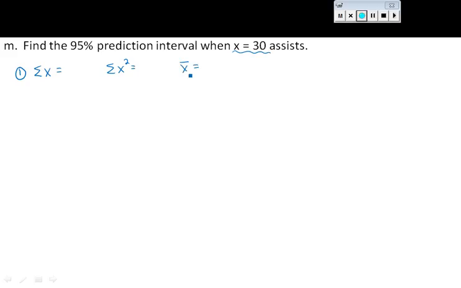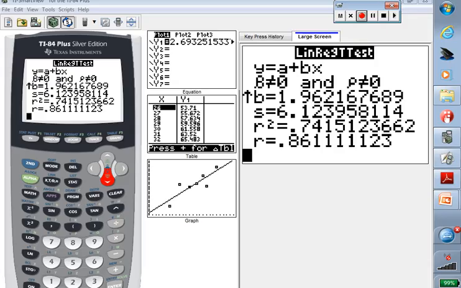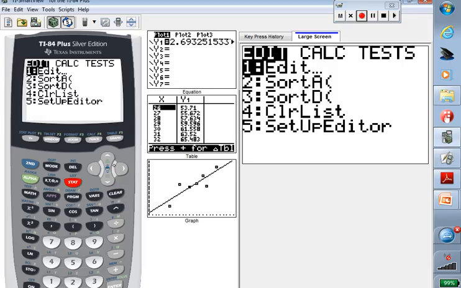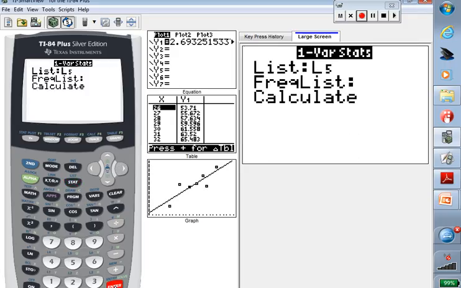The calculator will do all of this for us. It will do everything for us. We want to add up all of our x values. We want to square all of our x values, then add them up. And we have x bar, which is just our sample mean. To get the calculator to do that, we just go to Stat, Calc, and our one variable stats.